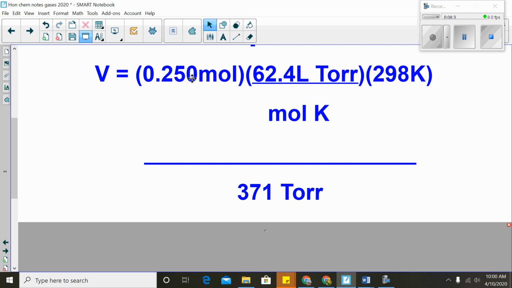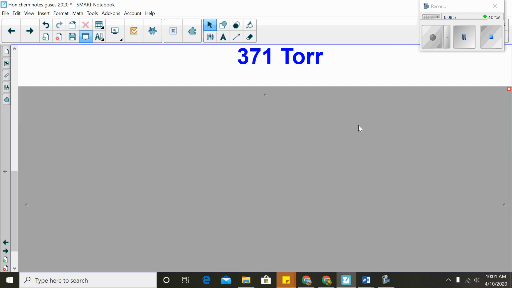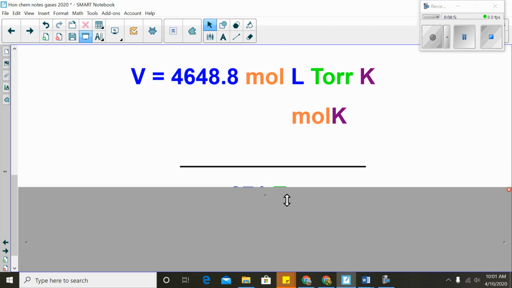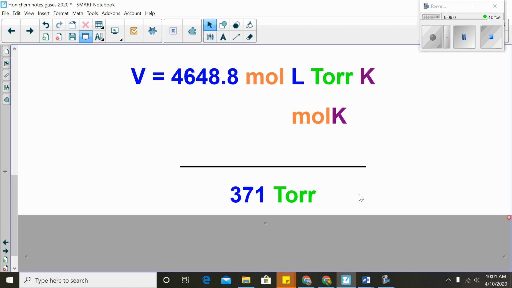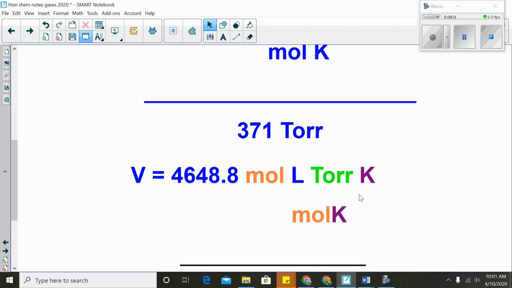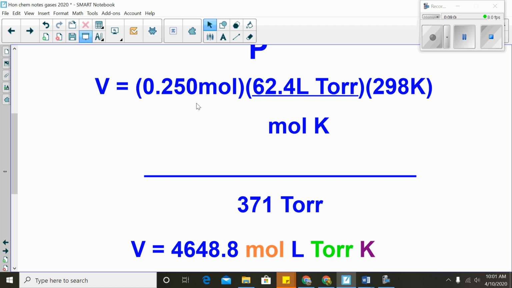Okay, 0.250 mole from the problem. 371 torr from the problem. 298 K arrived from adding 273 plus 25 degrees from the problem, and then R I had to look up, and I chose the one that matched torr, or my unit of pressure. All right, now I'm going to color code my units and then show you where these numbers are coming from. So this 4648.8, where did I get that from? 0.250 times 62.4 times 298.